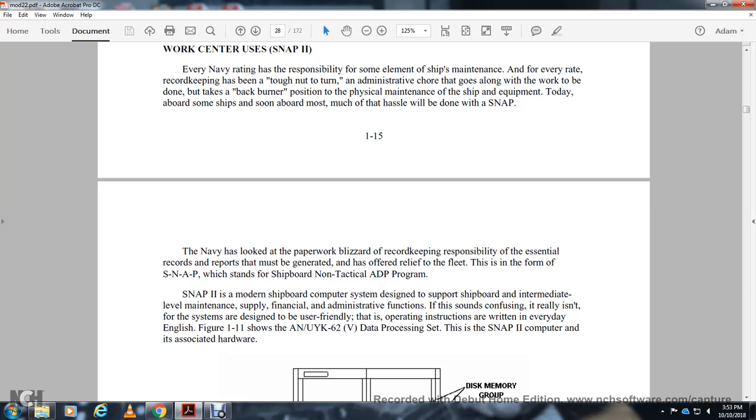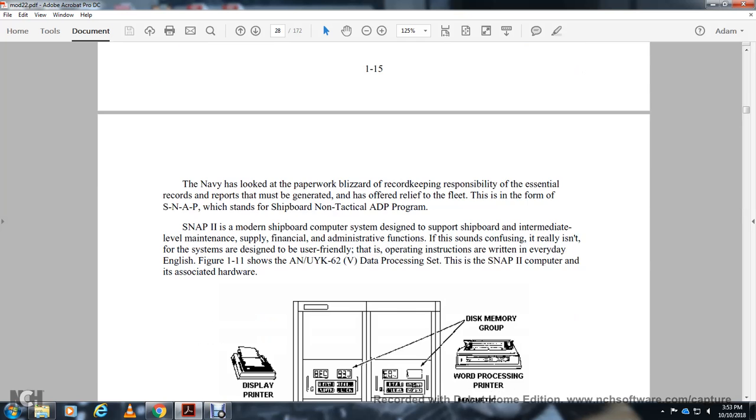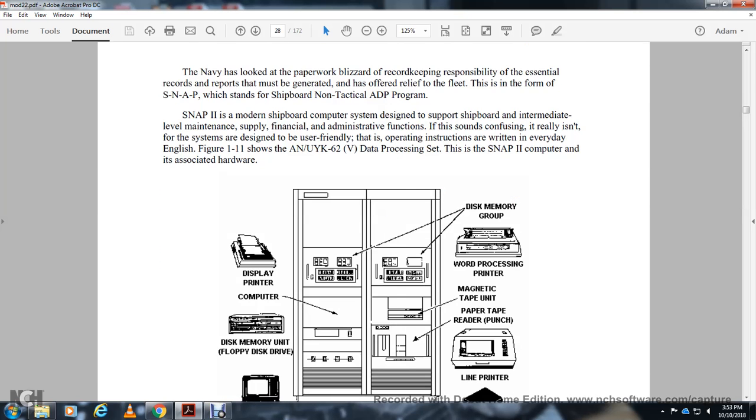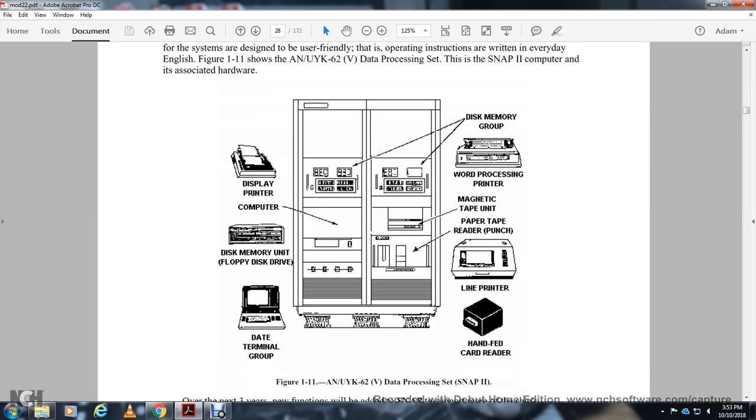The AN/UYK-62(V) data processing set of the SNAP 2 computer is associated with the hardware: display printer with disk memory unit, floppy disk, data terminal group, hand-fed card reader, large printer, paper tape reader punch, magnetic tape unit, disk memory, and word processing printer.